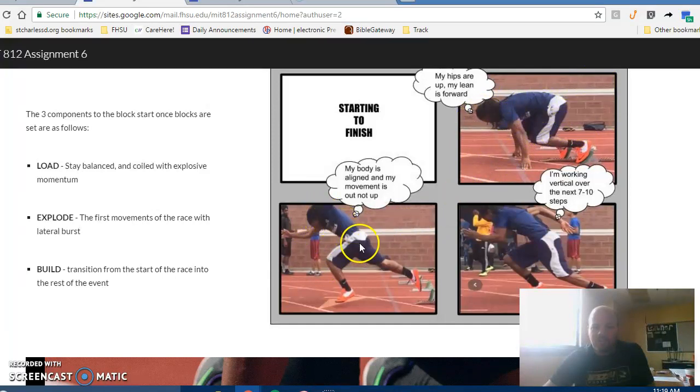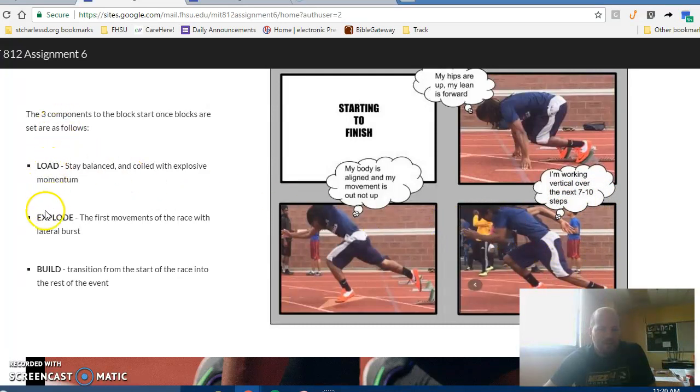Here, my body is aligned. He's talking about from head to shoulder to hip, knee to ankle. So we've got a straight line there, and my movement is this direction and not up. So just coaching points that we've put within the concept of thought bubbles. And then here I'm working vertical over the next 7 to 10 steps. That's talking about the uprightness of his running position.